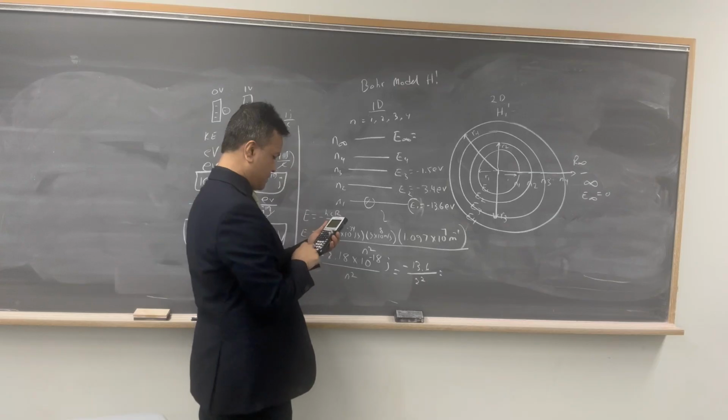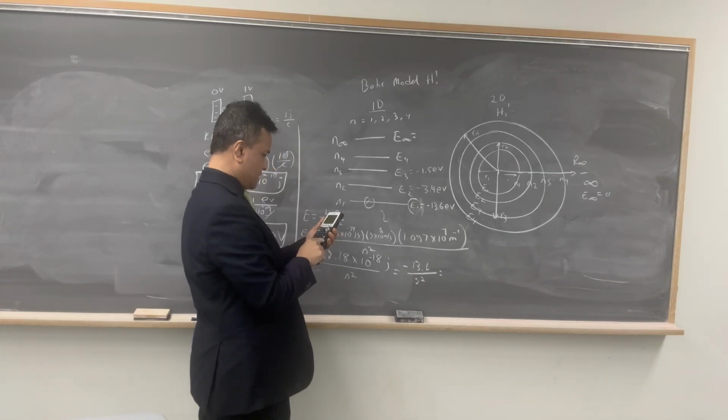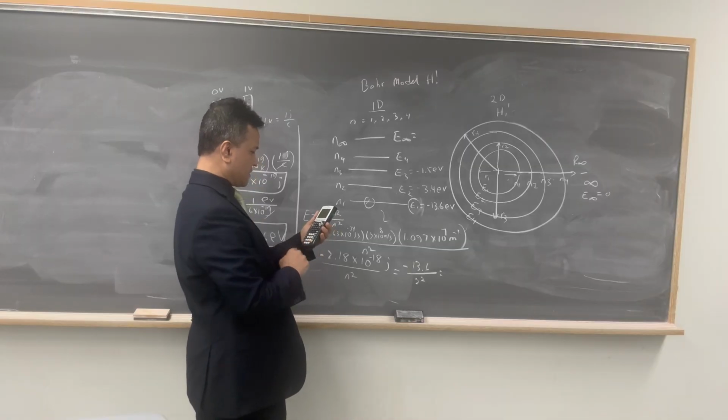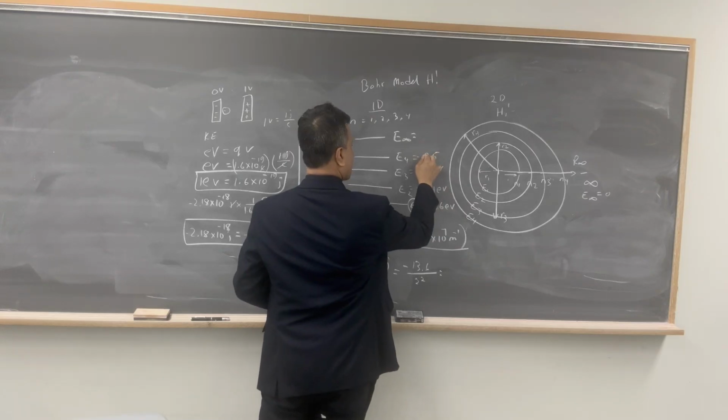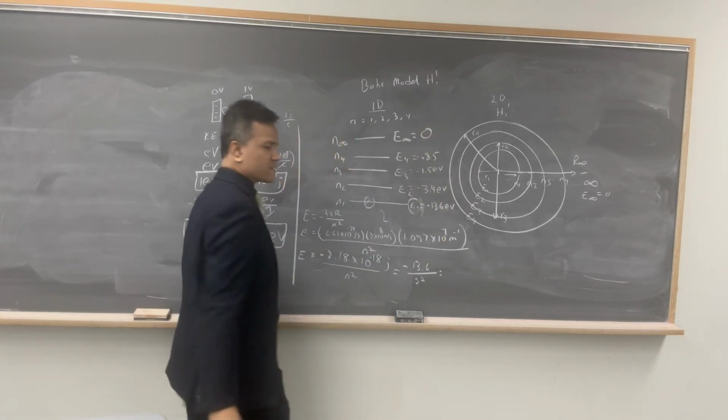For 4 squared, 13.6 divided by 16 is about 0.85. And you know what happens when you divide by a big number: it goes to 0.